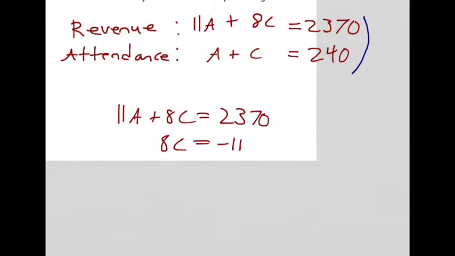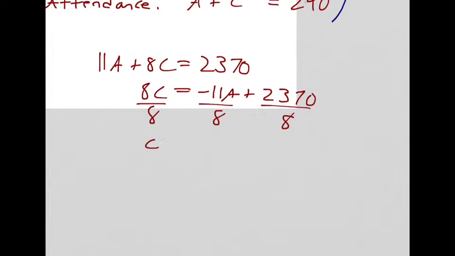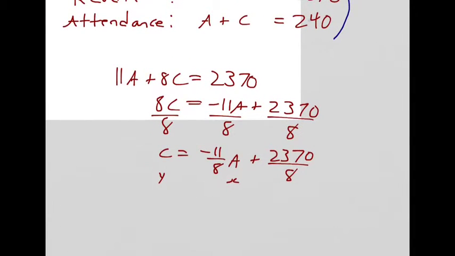So it's negative 11a plus 2370, and then divide everything by 8. So c is negative 11 over 8 a plus 2370 over 8. And we'll just have to remember when we're going into our calculators that x represents the number of adults, because we're replacing a with x, and y will represent the number of children or seniors. Okay, so just keep that in mind when we go to graph this.